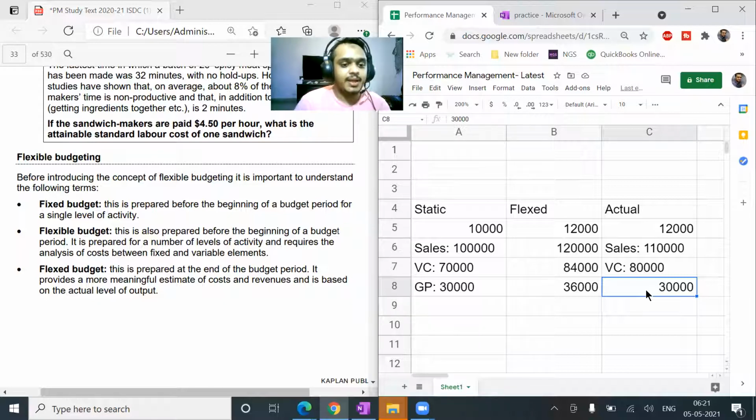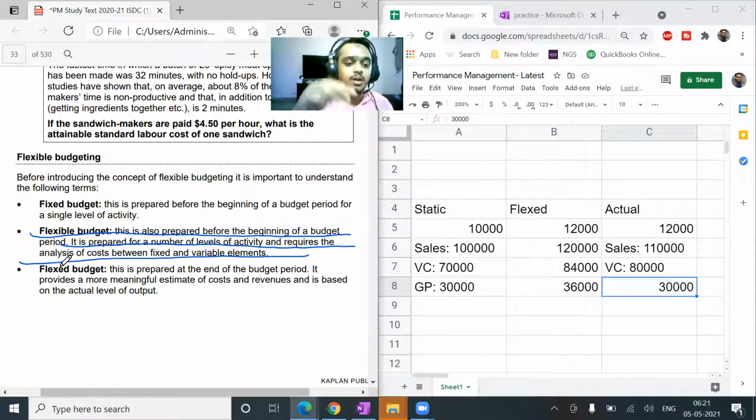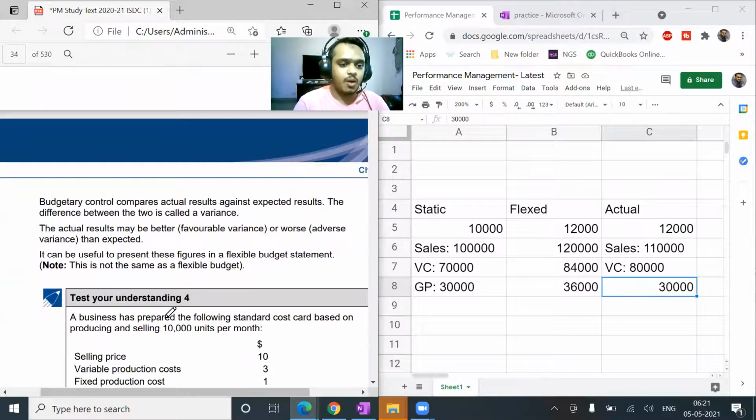All right. Then comes a flexible budget, as you can see in here. This is also prepared before the beginning of a budget period. It is prepared for a number of levels of activities. It requires the analysis of cost between the fixed and variable elements. So that is for a different scenario and for a different understanding. So let us just move on forward.